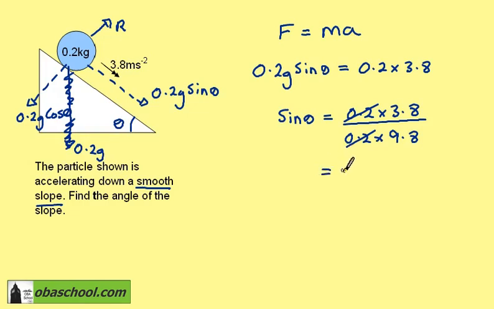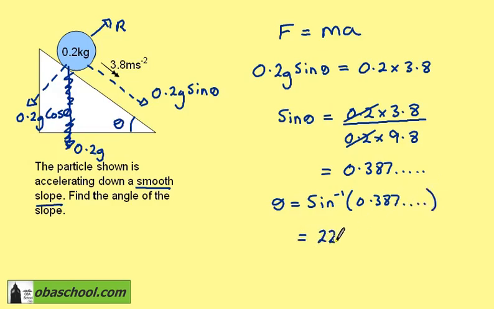We can calculate this, giving us 0.387 and so on, and then theta will be the inverse sine of this number, and this gives us 22.8 degrees, correct to 3 significant figures.